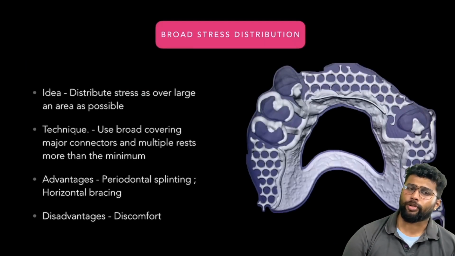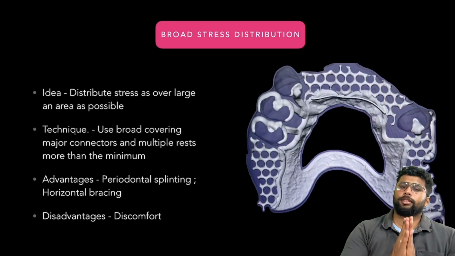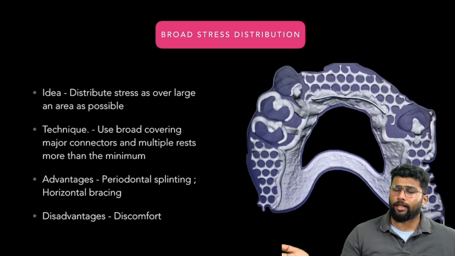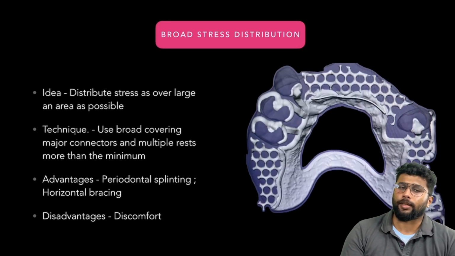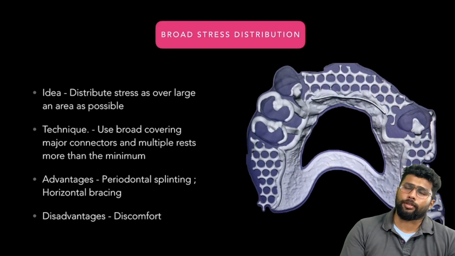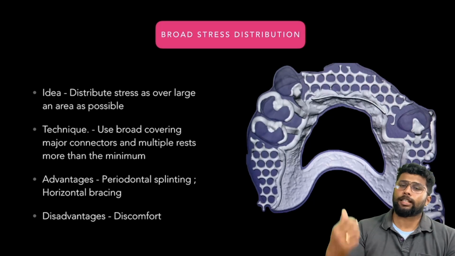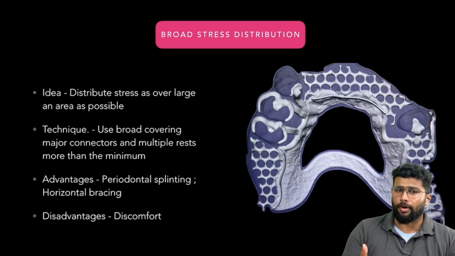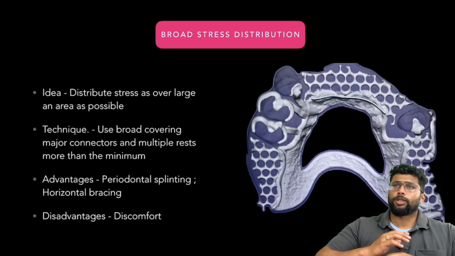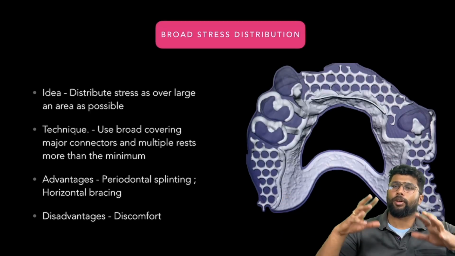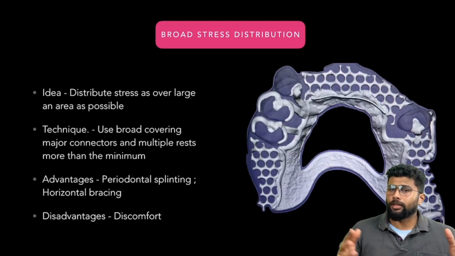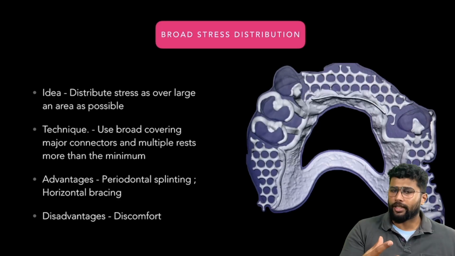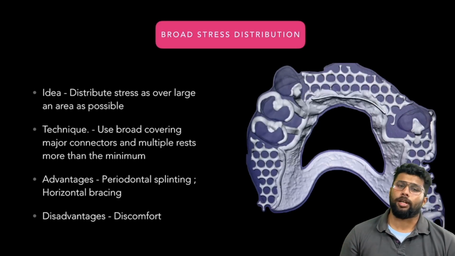What is broad stress distribution? The idea is you distribute the stress over as wide an area as possible, because proponents of this philosophy thought, if I'm going to have weak teeth and mucosa that is going to resorb on load, I might as well use as many abutments and as much tissue coverage as possible and thereby spread out the area on which I'm applying the stress. A large force distributed over a large area is actually less pressure, right? So that's what their idea was.